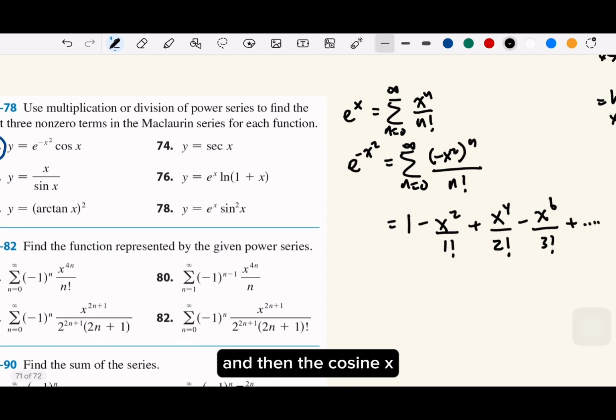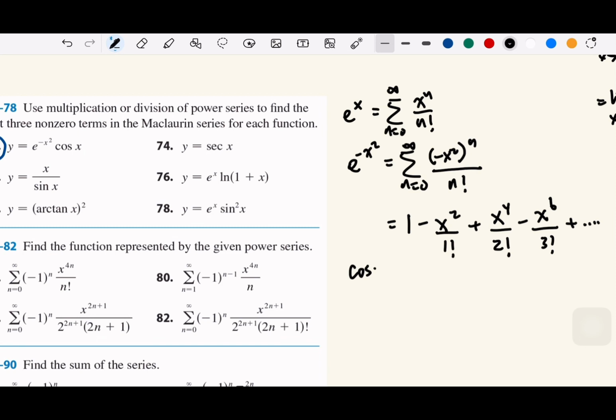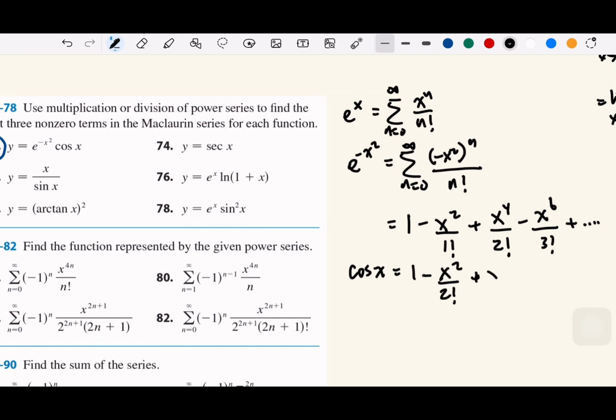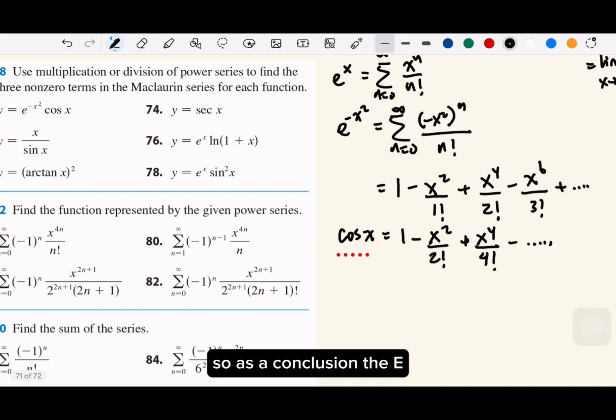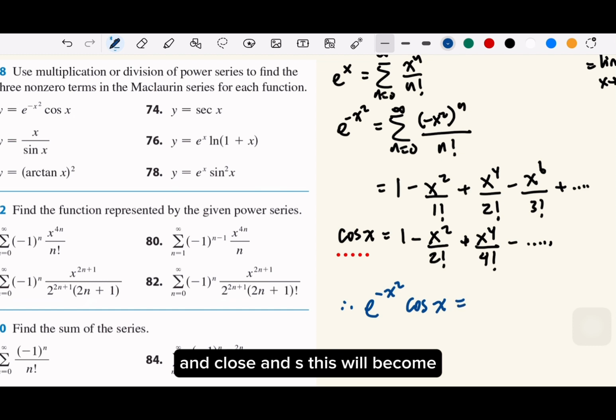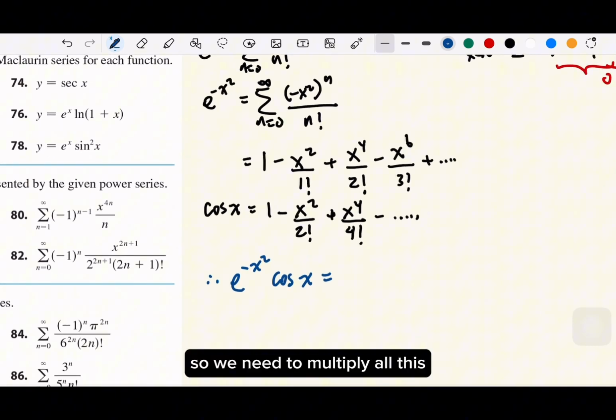And then the cosine x, we know the cosine x is 1 minus all the even numbers. So as a conclusion, the e and cosine x, this will become, so we need to multiply all this.